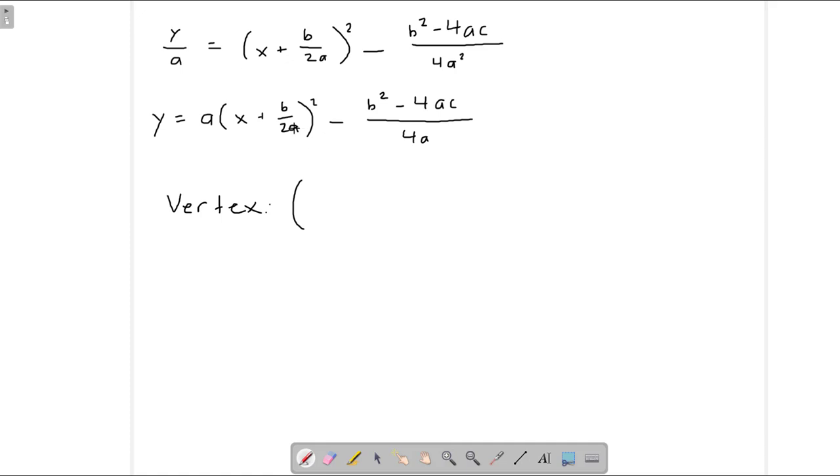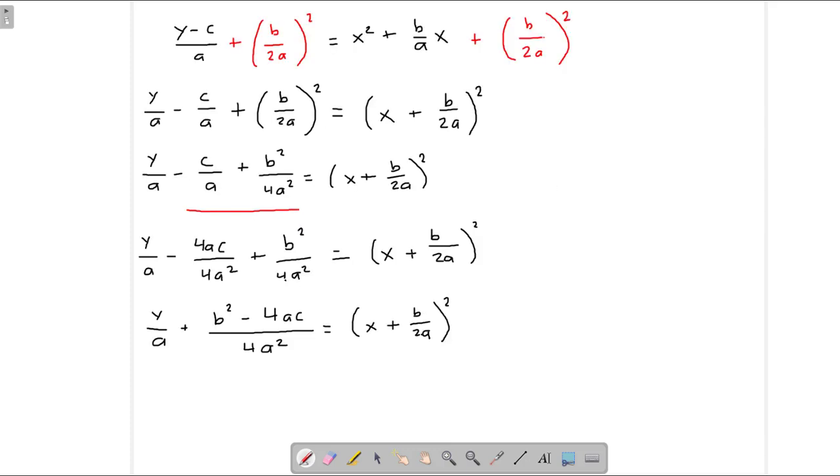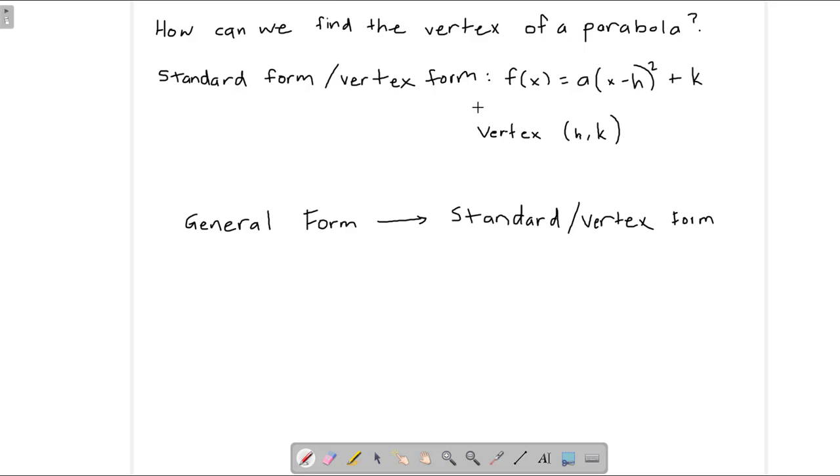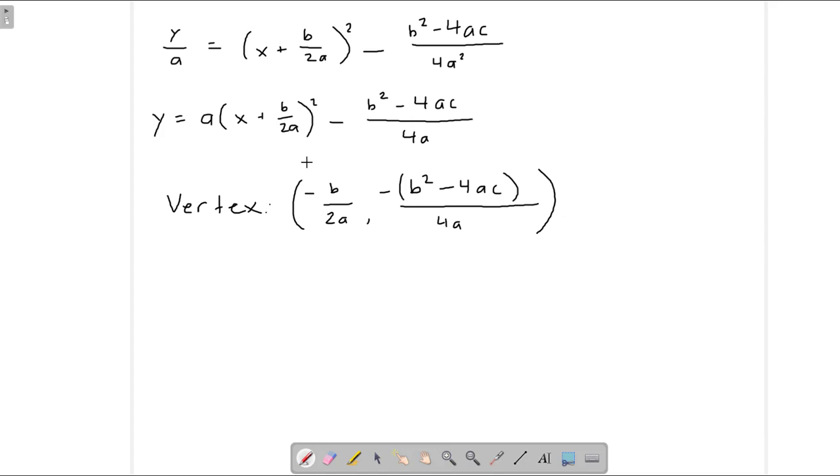as the ordered pair negative b over 2a. I have to reverse my signs. I'll go back to the original equation in a minute here. And then negative this whole thing, (b squared minus 4ac) over 4a. So let me go back to my standard form here, because it's minus h and it's plus k. So, because I have plus here, it's going to take the negative sign, and because I have minus here, it'll take another negative sign to make it positive.